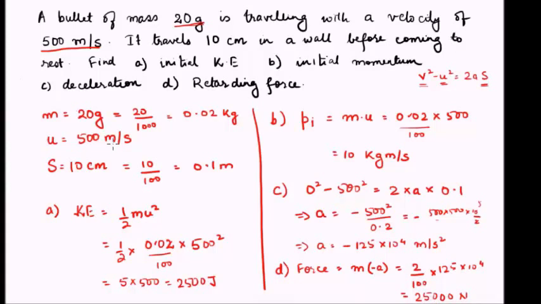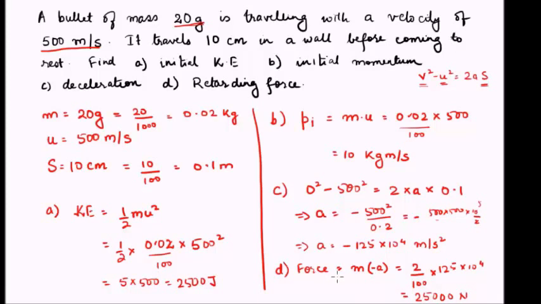We saw in this question the need to convert all the units in the same system, and then we used the mathematical definition of kinetic energy, half mv squared, to find the initial kinetic energy. We used the definition of momentum as mass into velocity. We used the equation of motion to find the retardation, and then finally we used Newton's second law, that is F is equal to mass times acceleration, to find the retarding force.